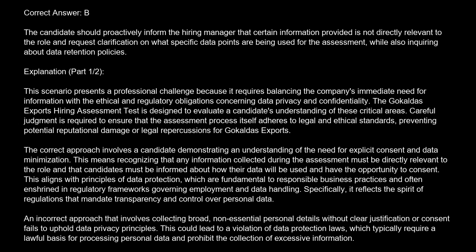This means recognizing that any information collected during the assessment must be directly relevant to the role, and that candidates must be informed about how their data will be used and have the opportunity to consent. This aligns with principles of data protection, which are fundamental to responsible business practices and often enshrined in regulatory frameworks governing employment and data handling. Specifically, it reflects the spirit of regulations that mandate transparency and control over personal data.